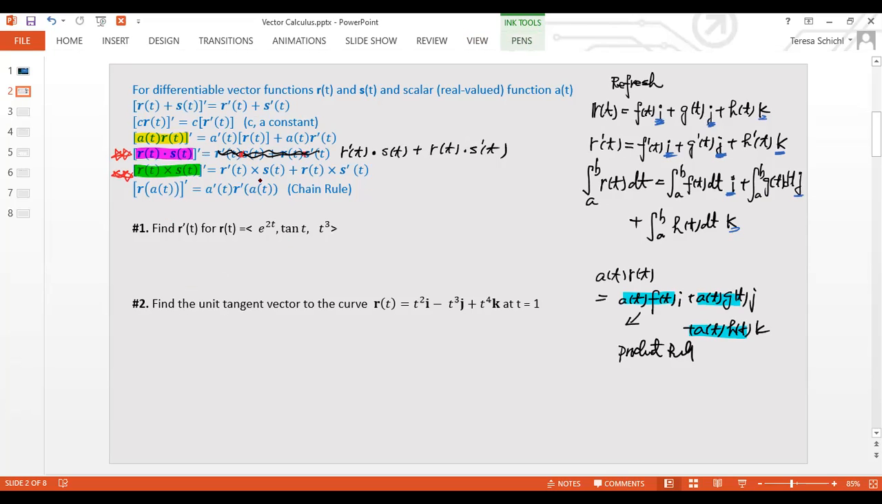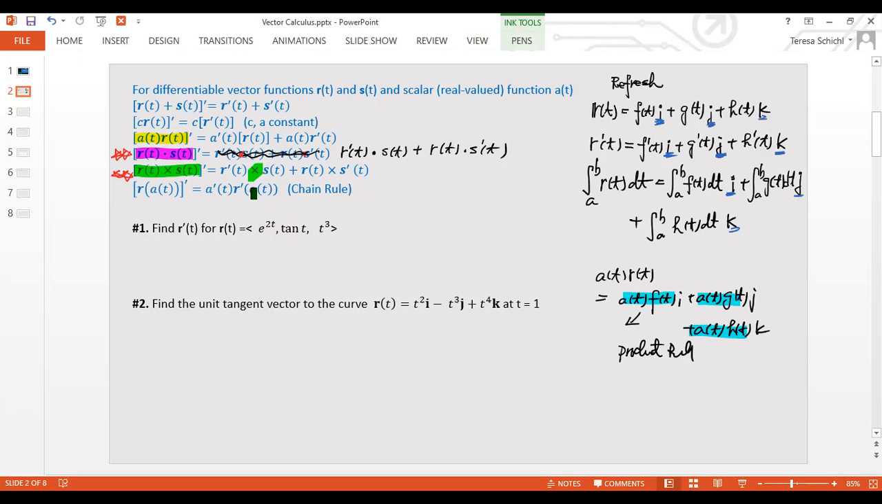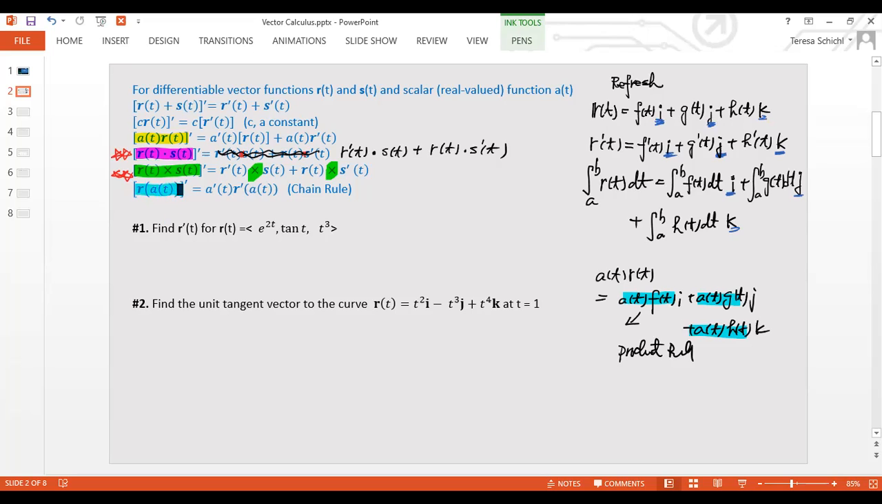So the same rule applies here. If you do the cross product, you kind of use the product rule. So you take the derivative of R prime(t), then cross product S(t), and then you hold R(t), take the derivative S prime(t), then you cross product here. Okay, so the chain rule here is the same, just like the similar ones here. So you have R prime(a(t)), so you just apply R prime(a(t)), then you take the chain rule for the a prime(t) here.